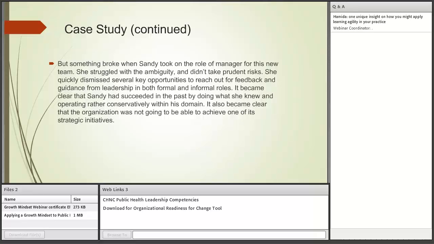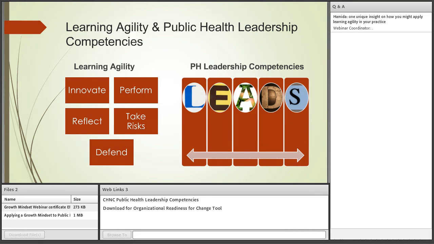So the case study gives you a little bit of an idea of how you may want to apply this in your own current practice, depending on the type of work you do.